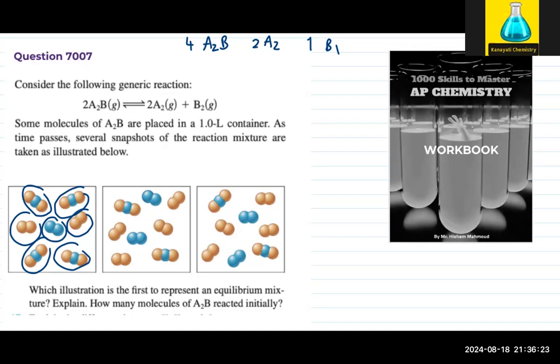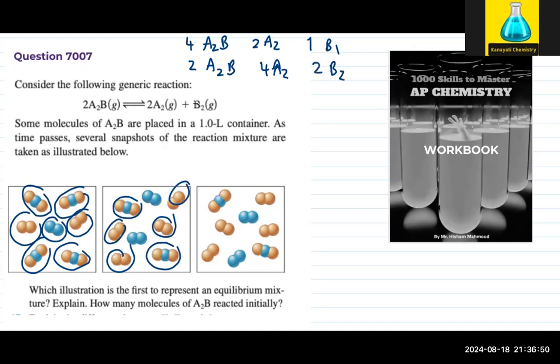The second diagram has 2 of the A2Ps, the same as in our ratio. And it has 4 of the A2 molecules, which is double what we have here, and it has 2 of the P2, which is also double what we have here.